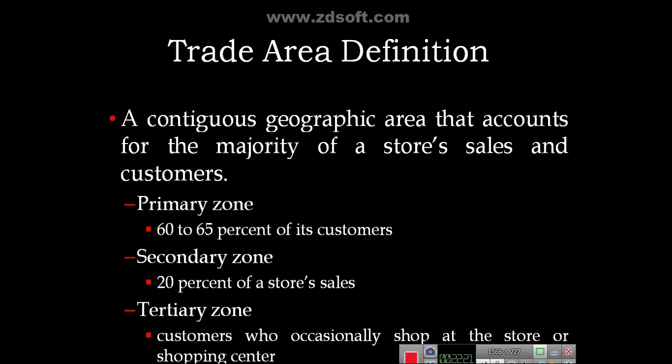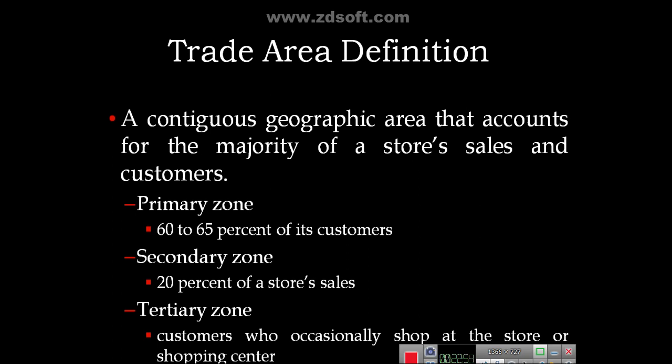In tertiary zone, customers who occasionally shop at the store or shopping center. Say for example, if I consider a Big Bazaar store in Hubballi, definitely customers from Dharwad do visit Big Bazaar and purchase. But for Big Bazaar, these customers from Dharwad are considered as customers from tertiary zone, customers who occasionally shop, not regularly. Okay. So this is the trade area definition.